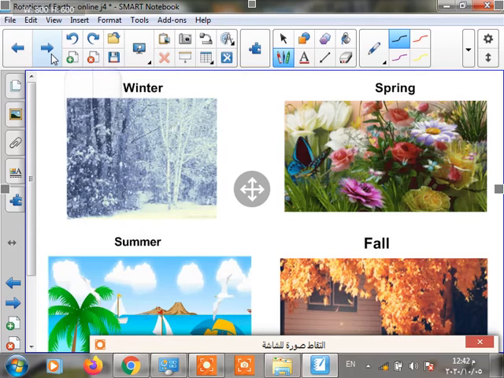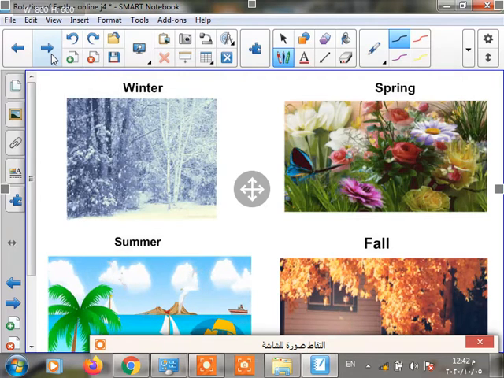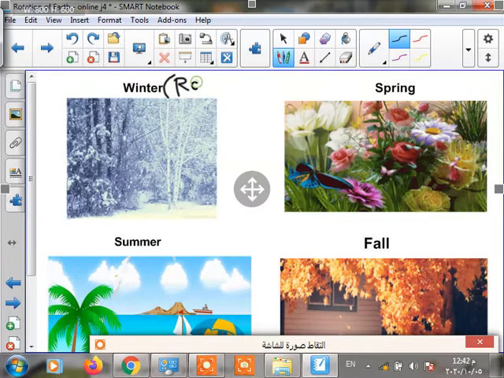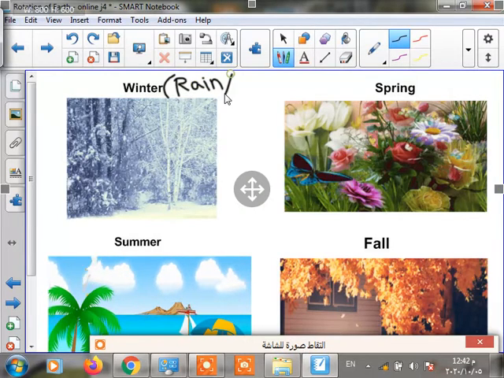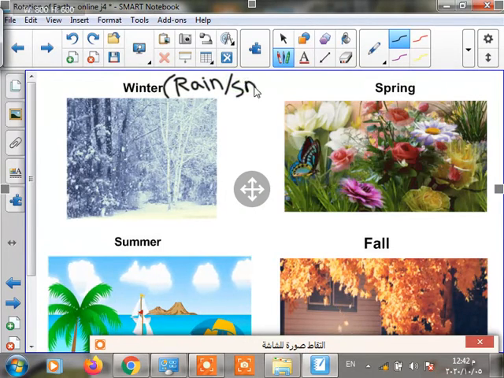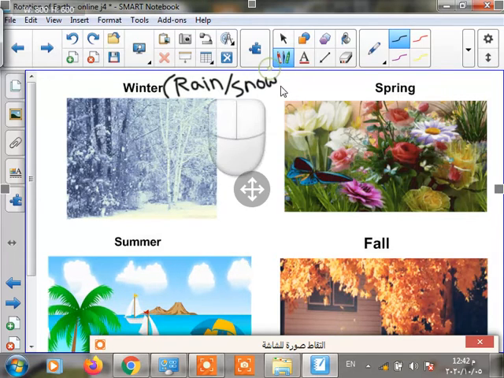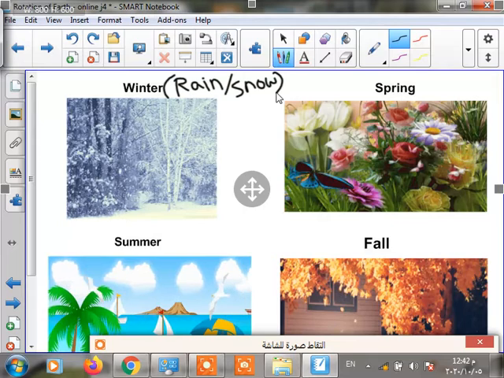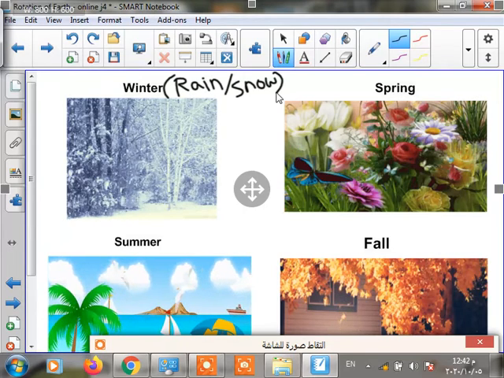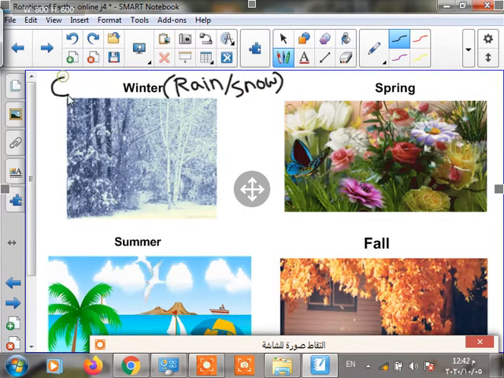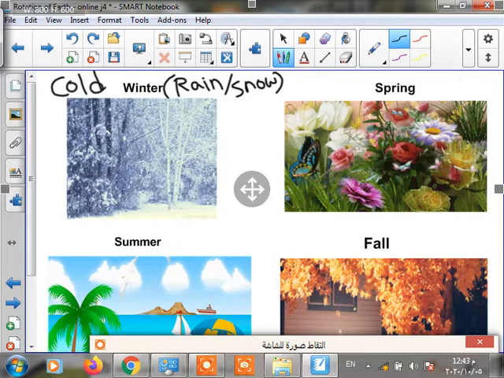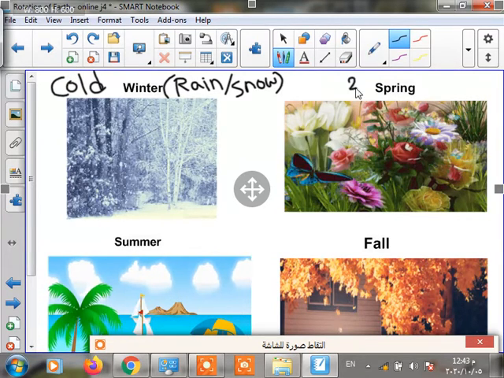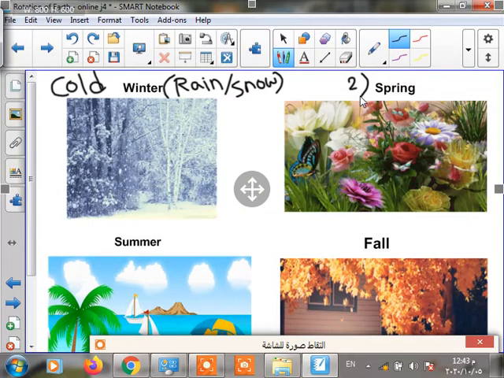Here is winter. Look at the picture of winter. You found that there is what? Yes, rain. What else? Snow. Okay. What do you think about the weather? Yes, the weather will be cold, hot, or fine? Yes, cold weather. Cold weather. Okay. And the second season is what?